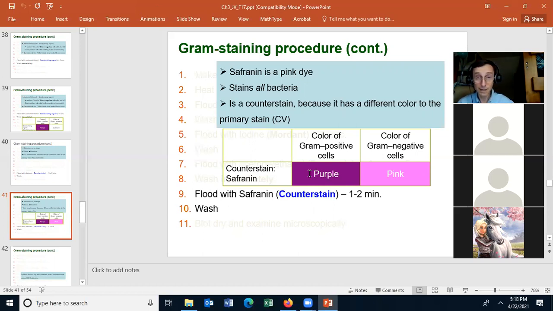The pink does get in there. Okay? And that's not a trick question. I was just pointing out that why don't these cells look pink? Well, the pink does get in there, the safranin does get in there, but we don't see it with the human eye.